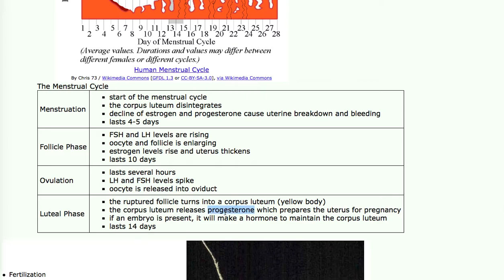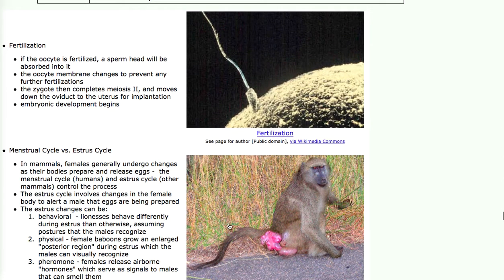Progesterone is the hormone that keeps the uterus in a prepared state for pregnancy. The progesterone is produced by the ruptured follicle that released the oocyte. That's called a corpus luteum, which means yellow body. If the oocyte is not fertilized, then the corpus luteum will disintegrate and the whole menstrual cycle starts over again.